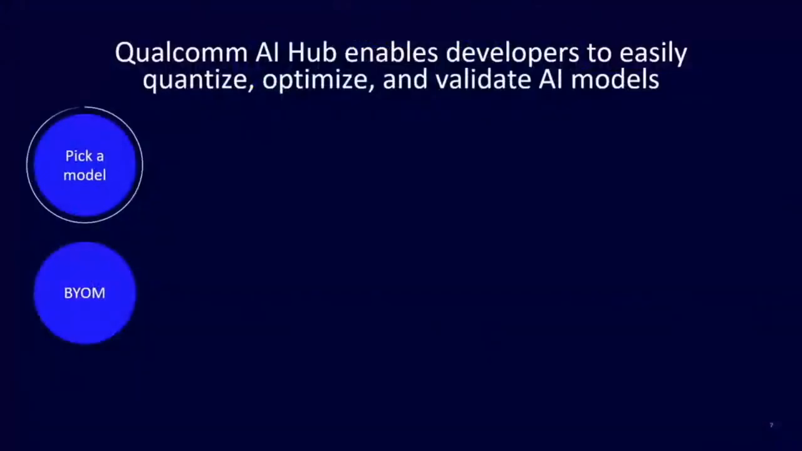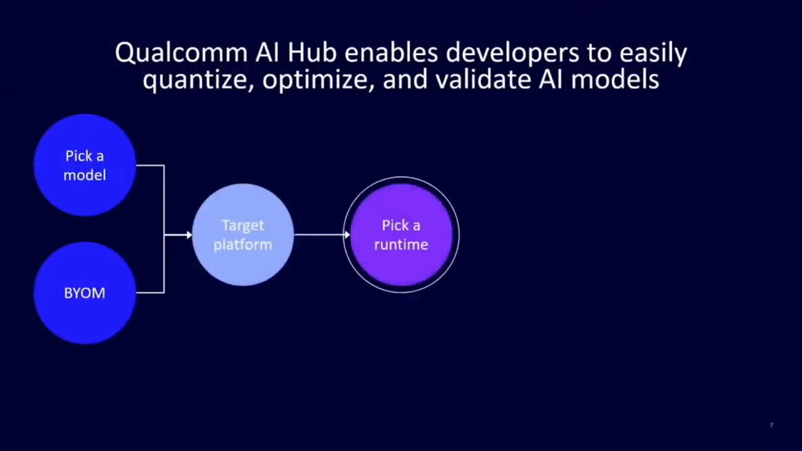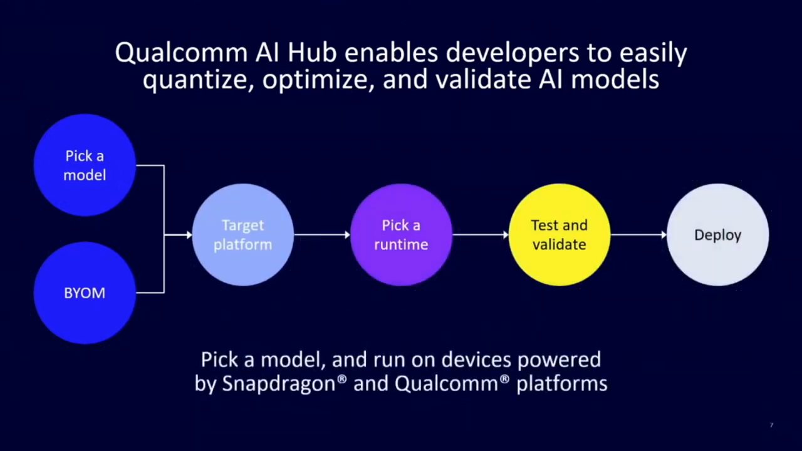Qualcomm AI Hub enables developers to easily quantize, optimize, and validate your AI models on our Snapdragon platforms. The workflow is quite easy. You start off by picking a model. We have over 100 models available on the AI Hub. If for some reason you don't see a model that's pertaining to your use case on the AI Hub, you can always bring your own model. And then you can select the target platform that you want to deploy on. That could be PCs, mobile, automotive, IoT, whatever you want to deploy on.